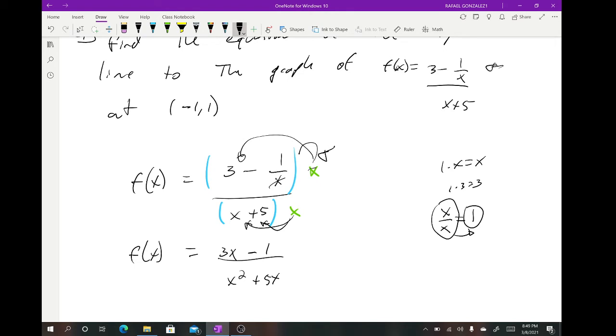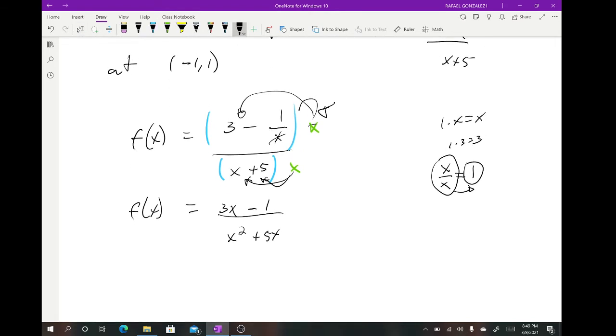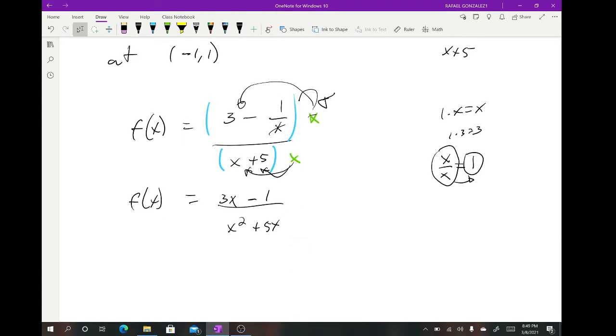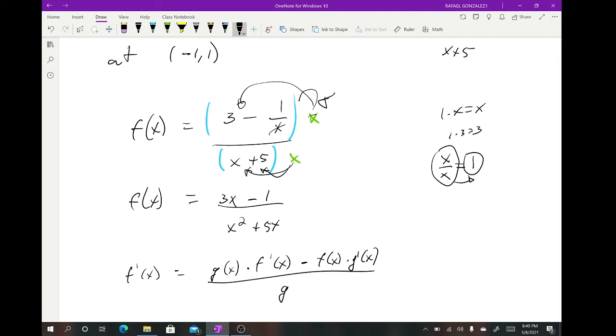And this now makes my life much easier because notice I don't have a fraction in the numerator. I just have fraction over fraction, which is the perfect scenario to use the quotient rule. So again, if I was to use the quotient rule here, what do I have to do? I have to take the bottom times the derivative of the top minus the top times the derivative of the bottom, divided by the bottom squared.